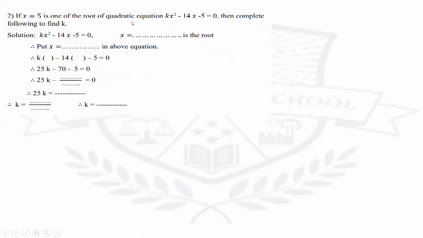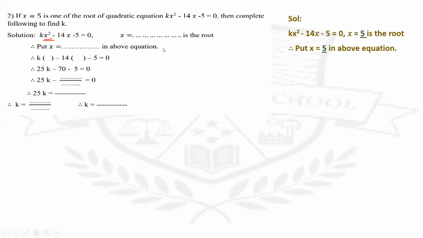If x = 5 is one of the roots of the quadratic equation, understand, then complete the following to find the k. So that means here, when it is given as one of the roots, the variable which is given in that place, you have to put the value which is given to you. Understand? So we'll start with the solution here. So x = 5 is the root.